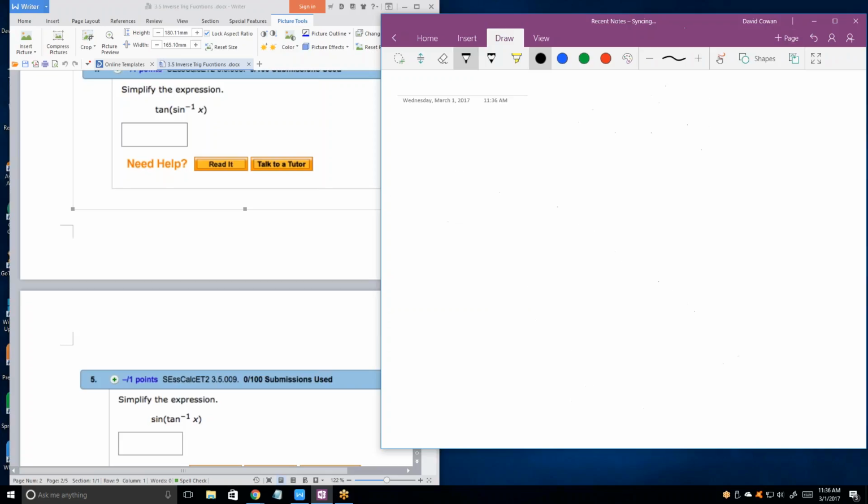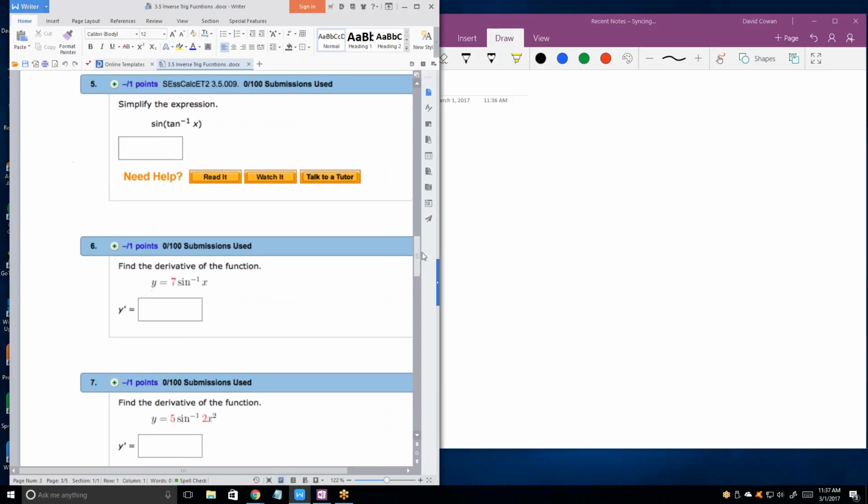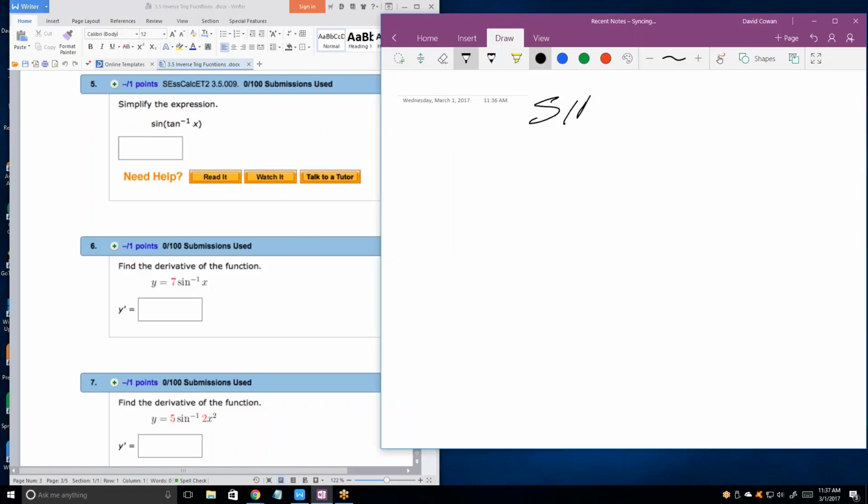The next problem, number 5, is just the reverse of that, but we're going to solve it exactly the same way. Sine of the inverse tangent. In other words, whenever you're taking the trig function of an inverse trig function, you want to use this technique. It's a beautiful technique because you can always answer it without knowing what the angle is. So what's the first step? Make that theta. Okay, so I'm going to call that theta.